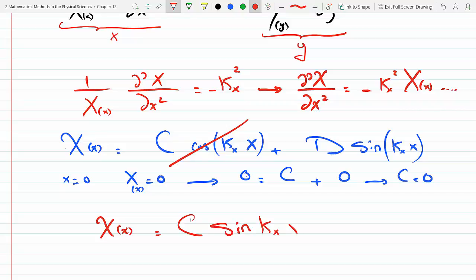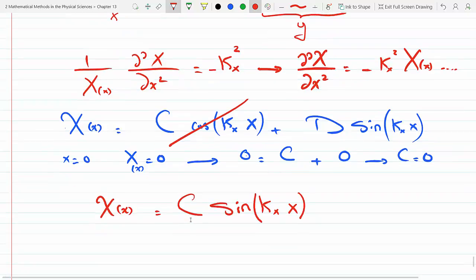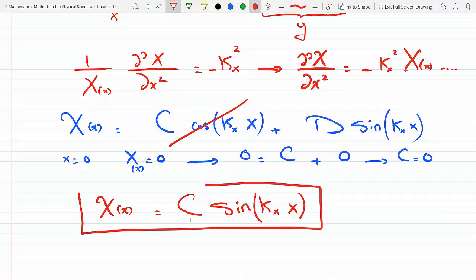Would this be considered a partial differential equation? So far we've got this. Would this be considered a partial differential equation? Sure, why not? It's a partial derivative with respect to x. Right. Now look at the other boundary condition. It will give us the other.